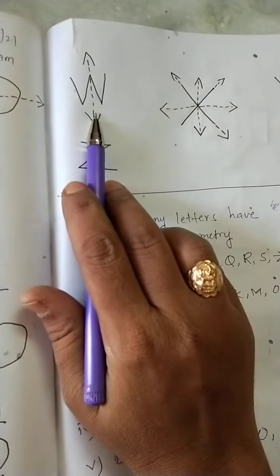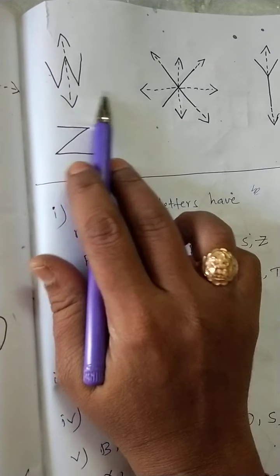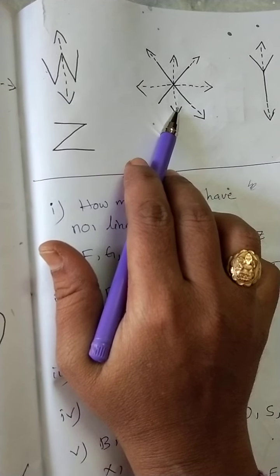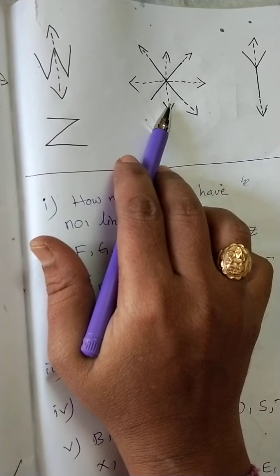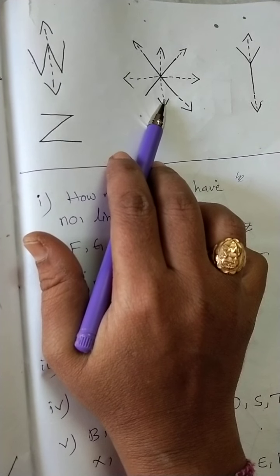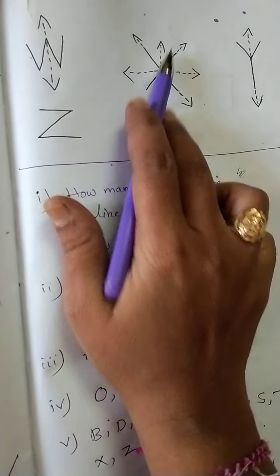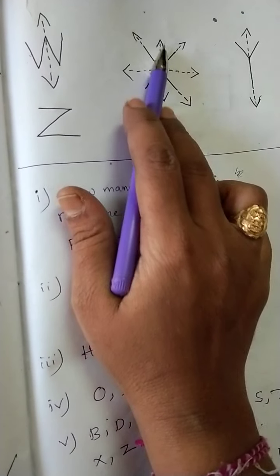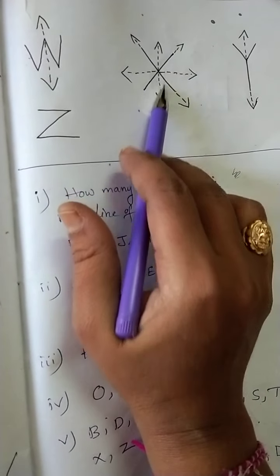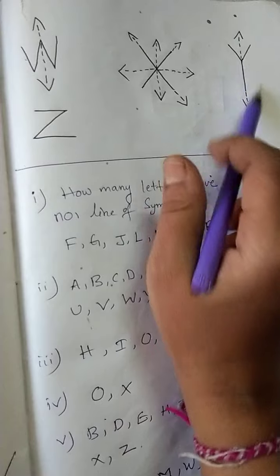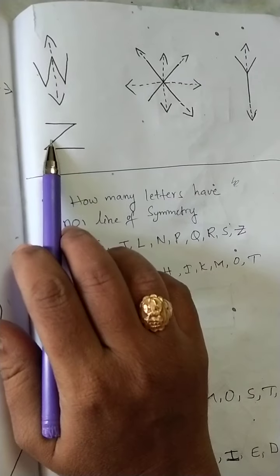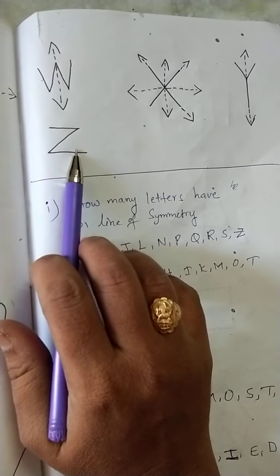W has a vertical line of symmetry. X has horizontal and vertical. Y has only vertical. Z does not have any line of symmetry.